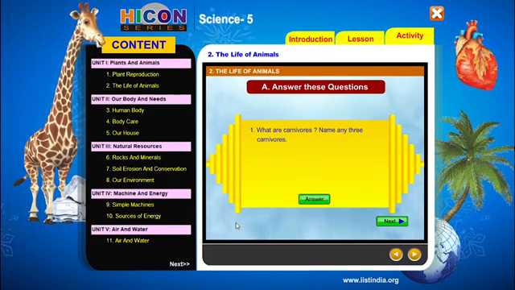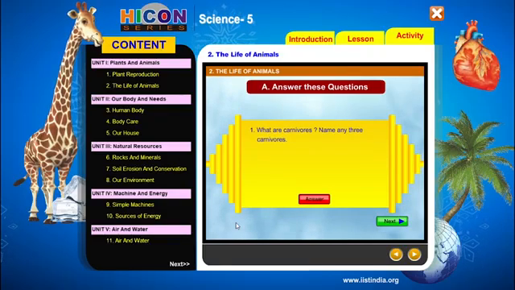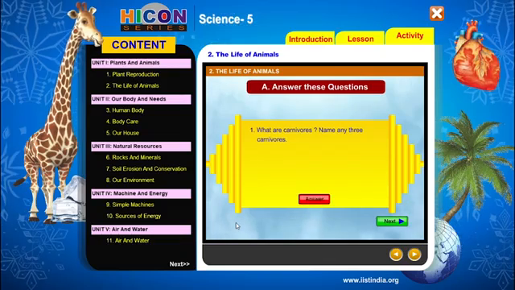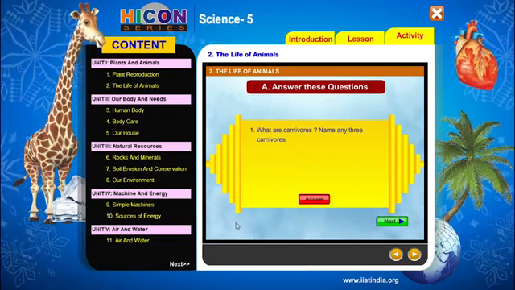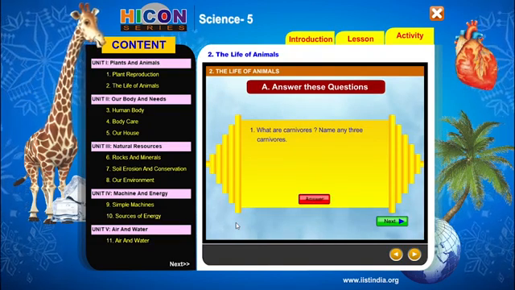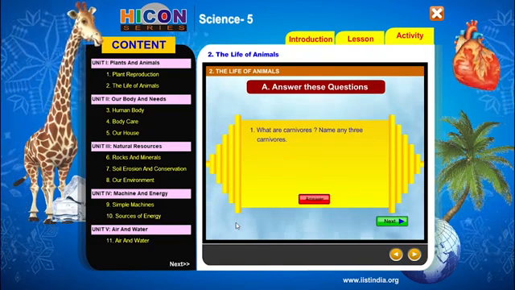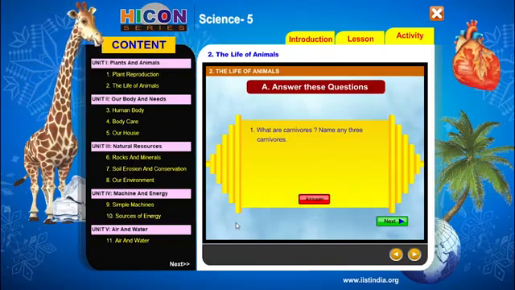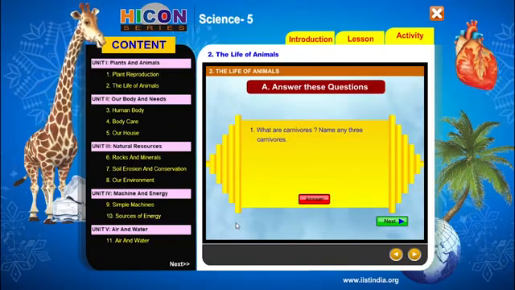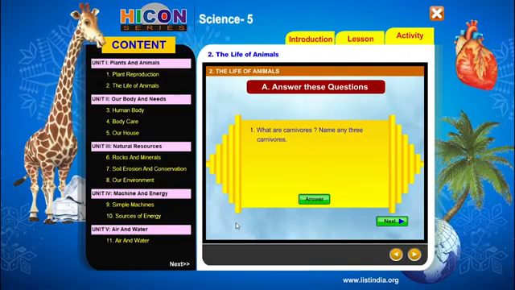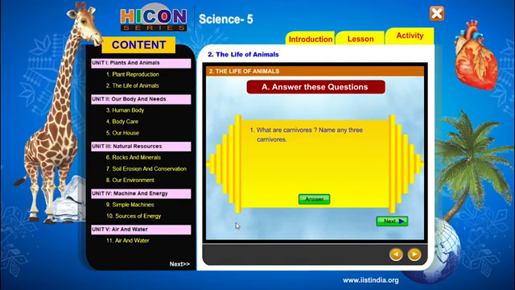So hi children. Now we enter the activity part. We will practice some question answers, some fill in the blanks, and some matchings in this activity part. The first part in the activity part is to answer these questions. Children, look at the question. There will be some questions in this section, and we have to write answers for those questions.